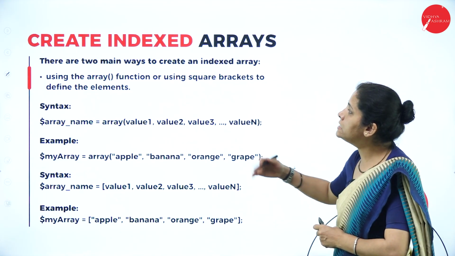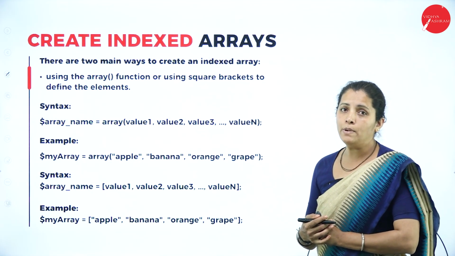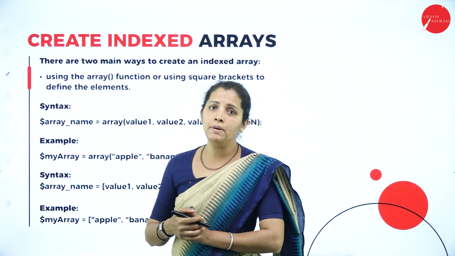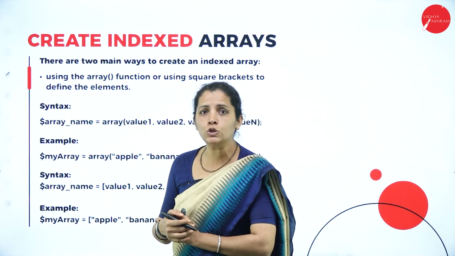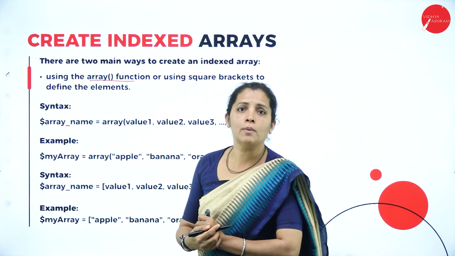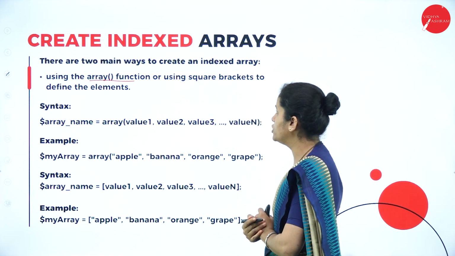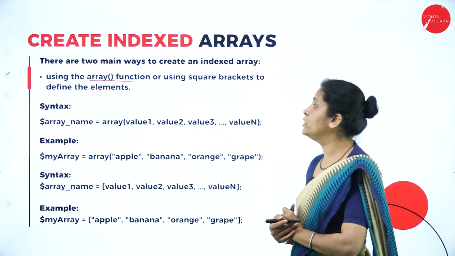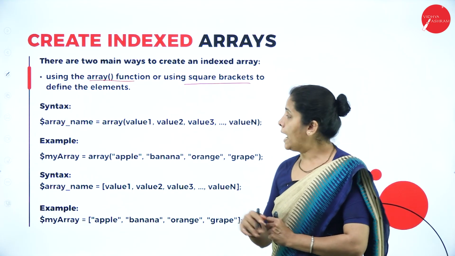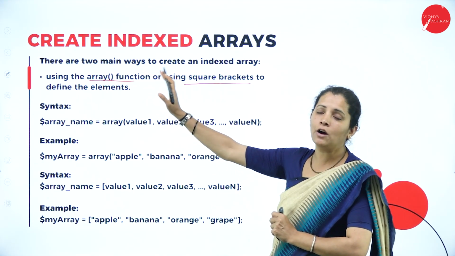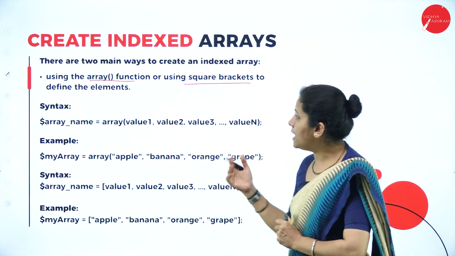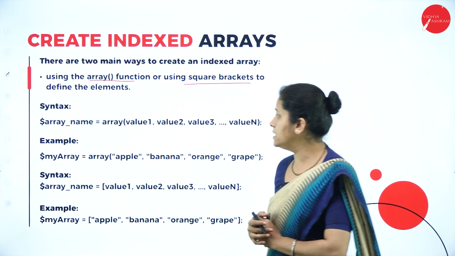Anyway, let's discuss how we can create an indexed array. An indexed array can be created in how many ways? Two ways. What is my first way? That is by calling the array function. And another one is by using square brackets. So, dear student, it is left to you. Either you can use the array function or you can use square brackets. Now, let's discuss the syntax here.